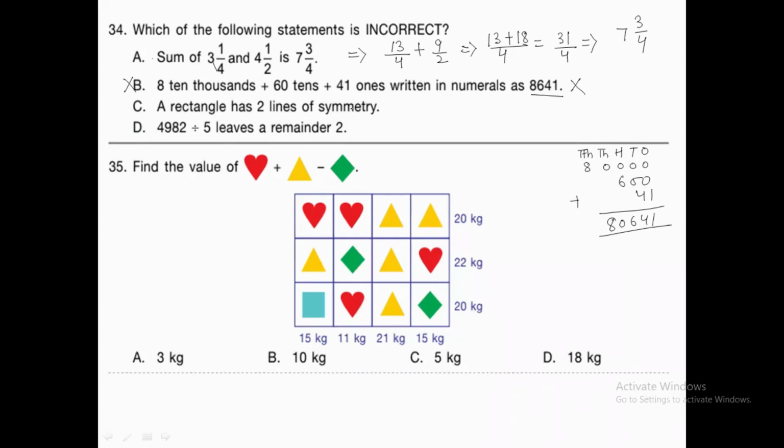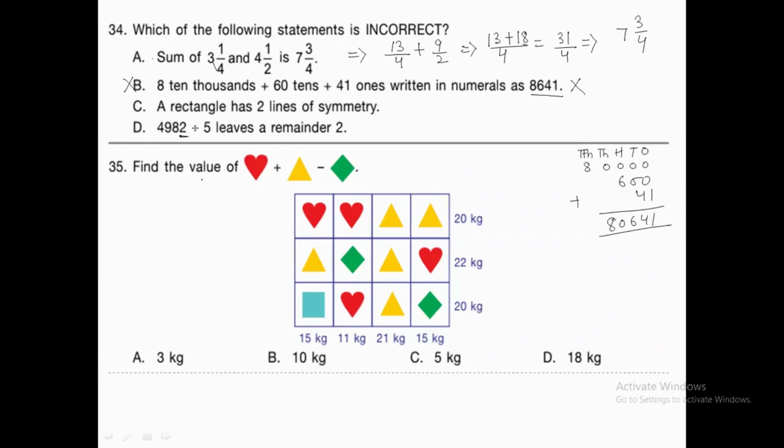A rectangle has two lines of symmetry. Yes, it has. Now if we divide 4,928 by 5, it leaves a remainder 2. Yes, because numbers divisible by 5 have 0 or 5 at the ones place. And here it is 2 more than 0. That's why it will leave a remainder of 2. So that is also correct. Okay, so option B is the only option which is incorrect.